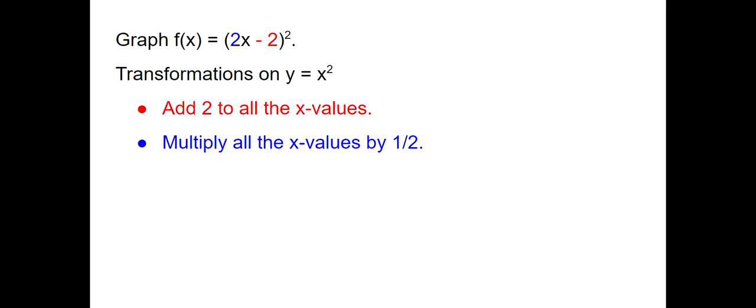Do all your addition and subtraction first, right? And then do your multiplying. All right? So if you do that, it'll always come out okay. So let's transform these points. I'm going to transform negative 1, 1.